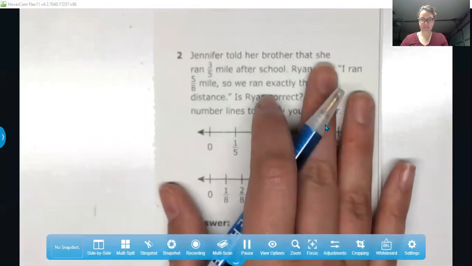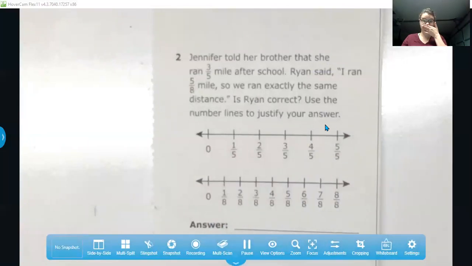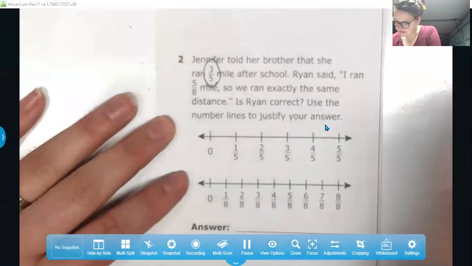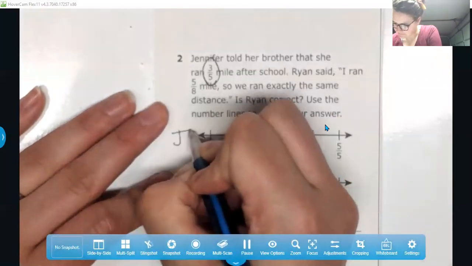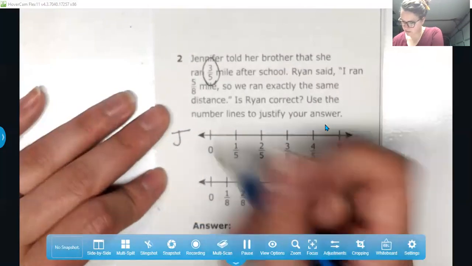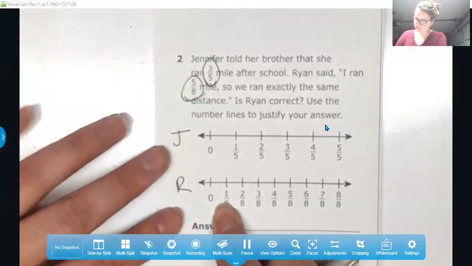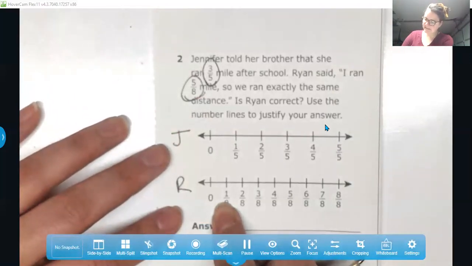Let's move on to number 2. Jennifer told her brother that she ran 3/5 mile after school. Ryan said, I ran 5/8 miles, so we ran the exact same distance. Is Ryan correct? Use the number lines to justify, which means prove your answer. So I'm going to put Jennifer, because Jennifer's whole is 5, like this one is. And I'm going to mark this one with Ryan, because his whole is 8.